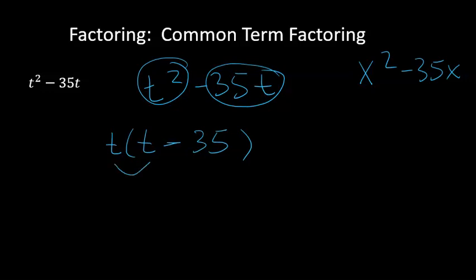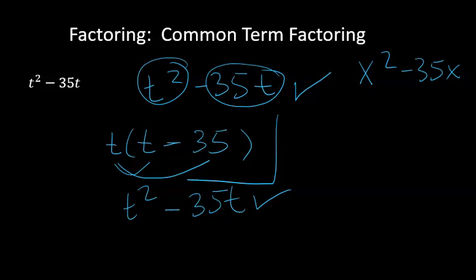If I were to check my work, t times t is t squared. T times 35 is negative 35t. It looks exactly like the question being asked, so it's right. So this is my final answer.